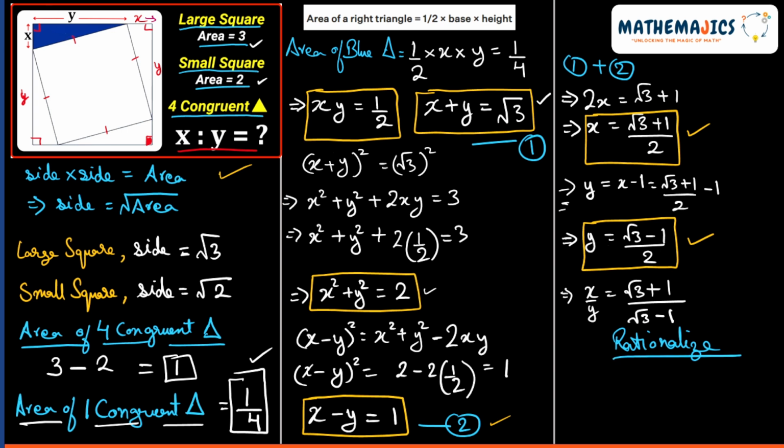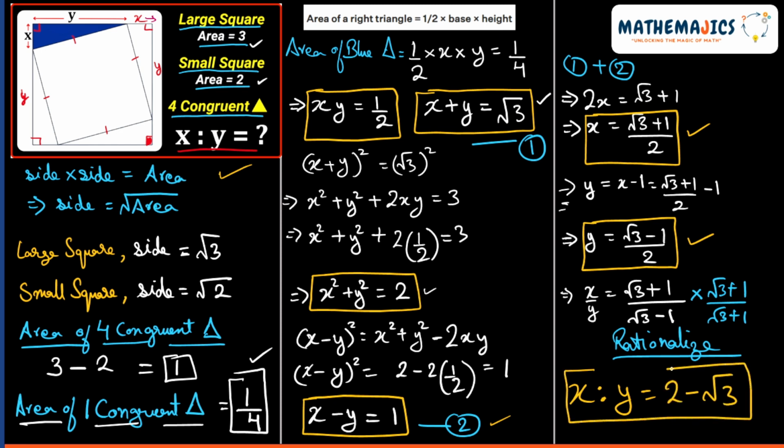After rationalizing, I guess you can do it on your own. For rationalizing, what you do? You multiply the numerator and denominator with √3 + 1. Once you rationalize it, the most simplified answer for x to y will be 2 + √3. This will be our final answer for the ratio of x to y.